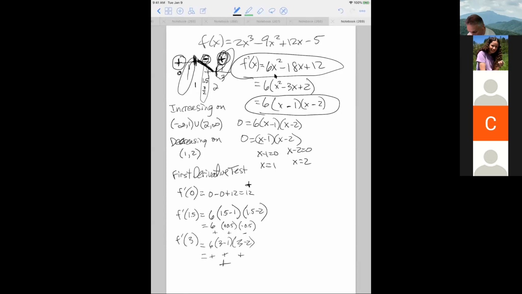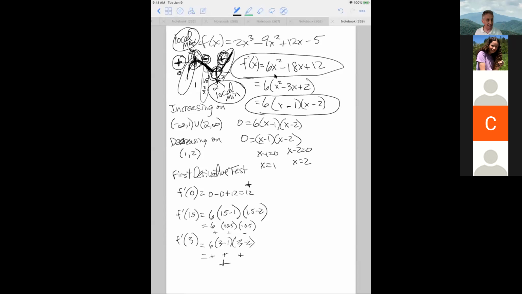So for the first derivative test, this says that we've got a positive, it's greater than 0 coming here, and then it's less than 0 to the right of 1. Therefore, we've got a local max at x equals 1. And here, it's negative to the left of 2, and it's positive to the right of 2. Therefore, we've got a local min at x equals 2, okay? That is the first derivative test.